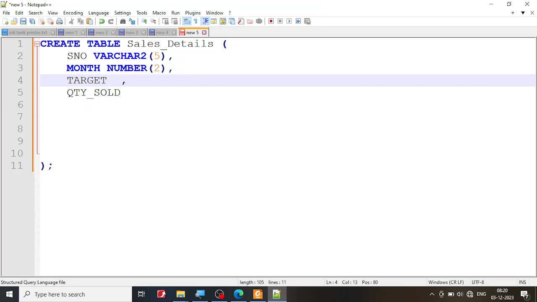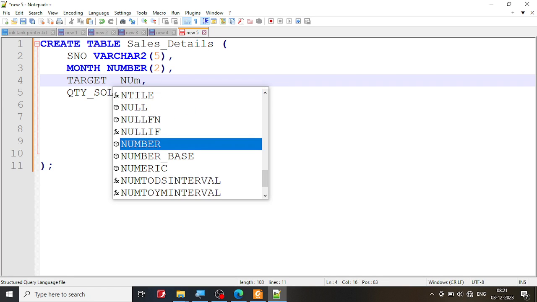And quantity sold is how many items they have actually sold. Suppose the target is 100, they are supposed to sell 100 items in a month. And if they have sold only 75, then that means they have not reached the target. Suppose they have sold 150, that is they have sold an extra 50 in that month. So either they have reached the target or they have not reached the target.